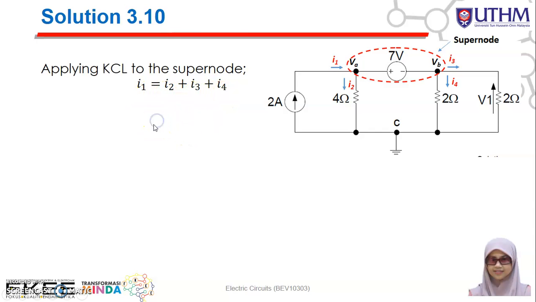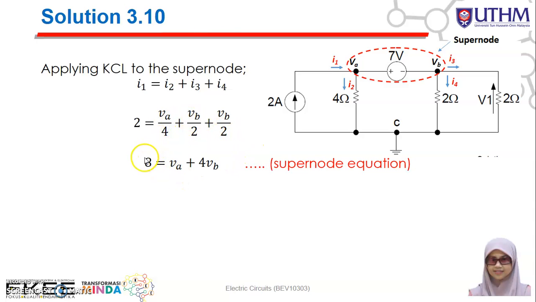And then we apply Ohm's law in order to represent the branch currents in terms of the nodal voltages. I1 here will be equal to 2 ampere because you have a current source. I2 is VA minus 0 divided by 4, so VA over 4. Plus I3 is VB minus 0 divided by 2, so VB over 2. And for I4, VB minus 0 divided by 2, VB over 2. Then we can further simplify the equation. Finally, we have 8 equal to VA plus 4VB. So this is considered as the supernode equation.